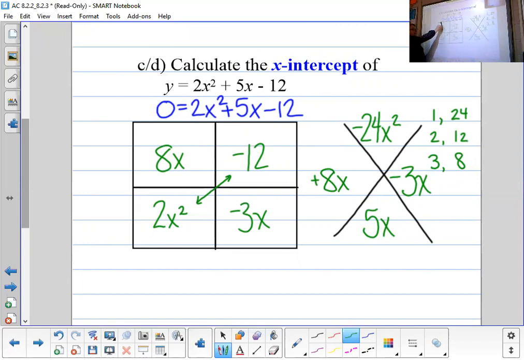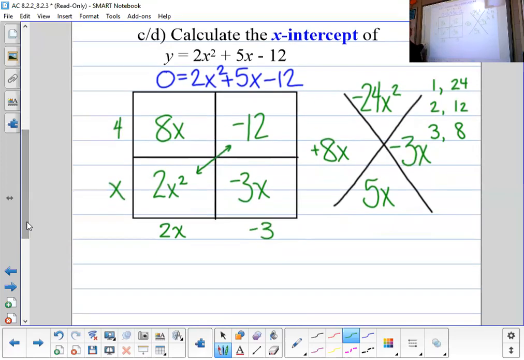Okay, if I'm looking at this column, 2x squared and 8x, what's the greatest common factor? 2. So I'm going to put 2x down here. And then if this is a 2x, this one's got to be an x. If this is an x and it multiplies to negative 3x, then what has to go down here? Negative 3, because negative 3 times x is negative 3x. If this is a 2x and it multiplies to 8x, what goes here? 4. Now, your final step is to double check to make sure you did it right. 4 times negative 3, that does give me negative 12, so I know I did it right.